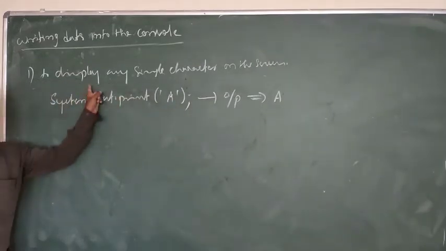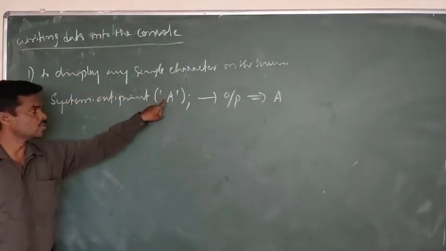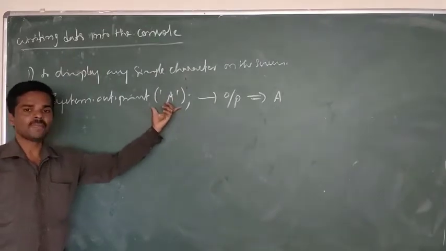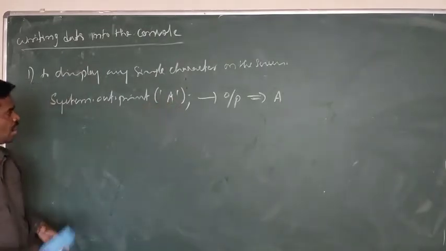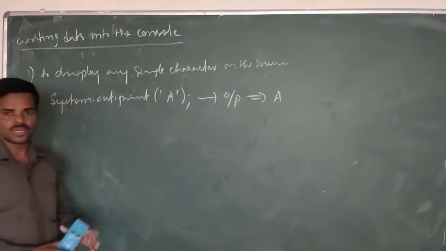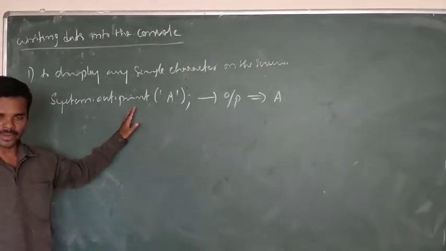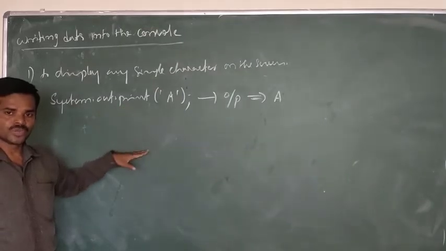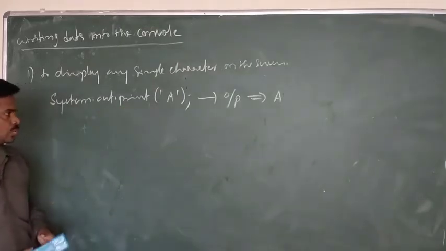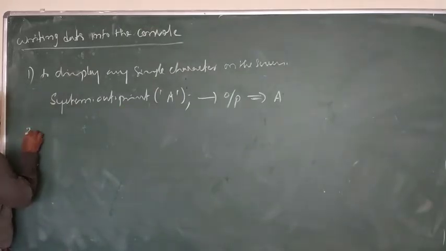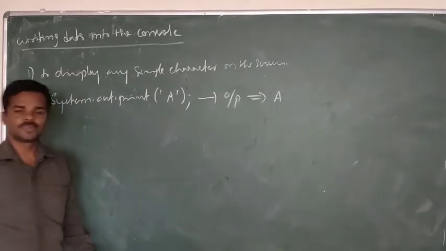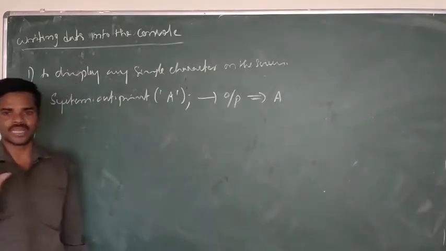So if you want to display any single character, it should be enclosed in single quotes between the parentheses. Or you can use println. You already know the difference between println and print. Print won't give any new line, and println gives a new line for the next output. Understood?